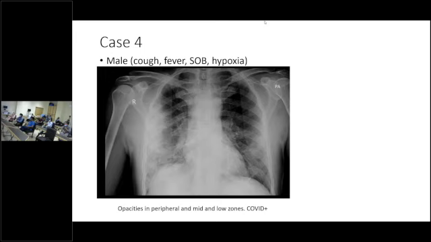And you can see on the X-ray there are opacities which are very obvious in the peripheral and mid and low zones. That's a hallmark of COVID patients, usually in the peripheries and low zones. This patient tested positive for COVID-19. He ended up going to ITU later because he needed ventilation support.